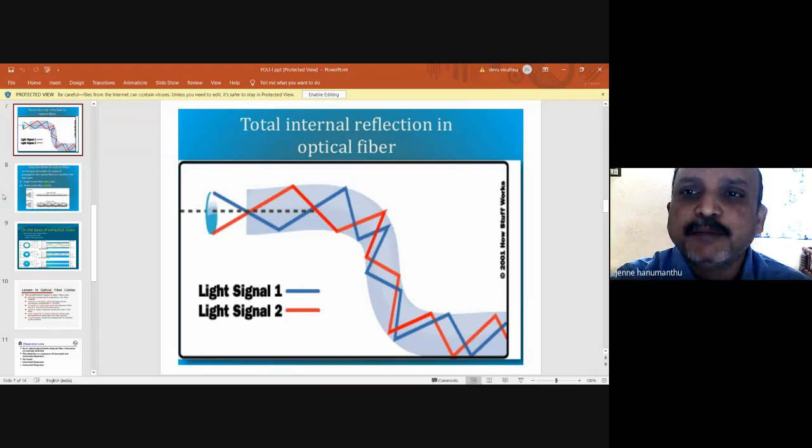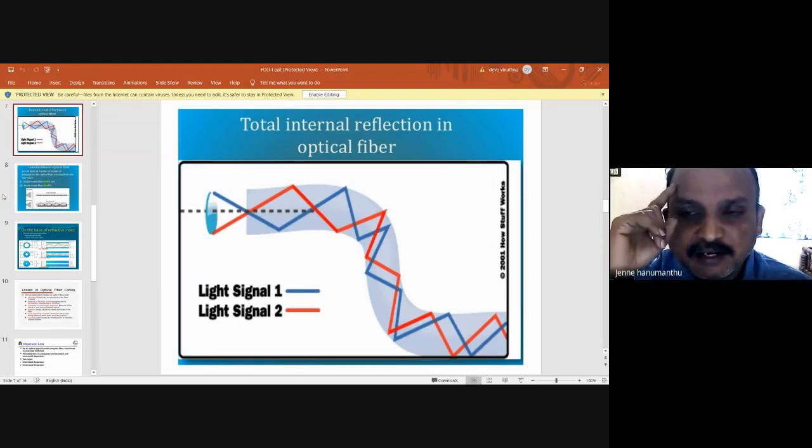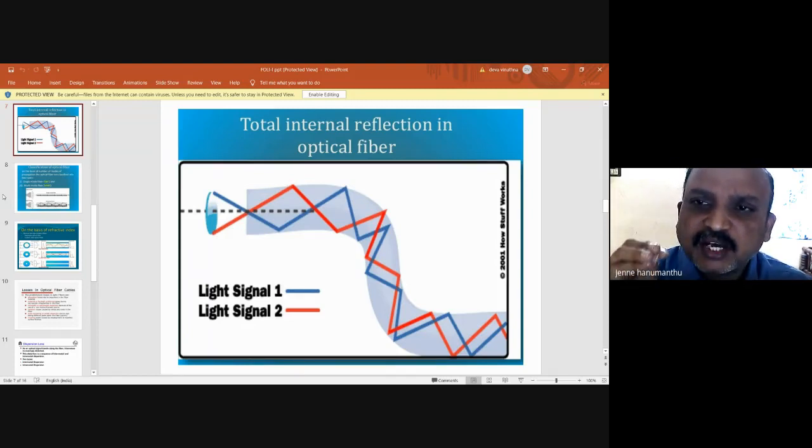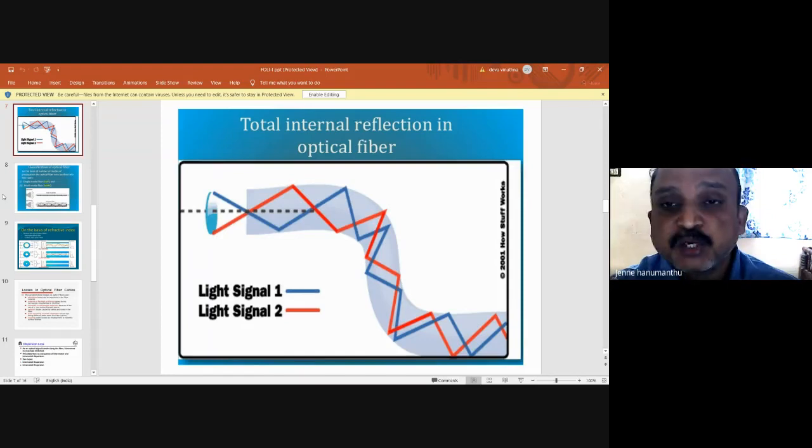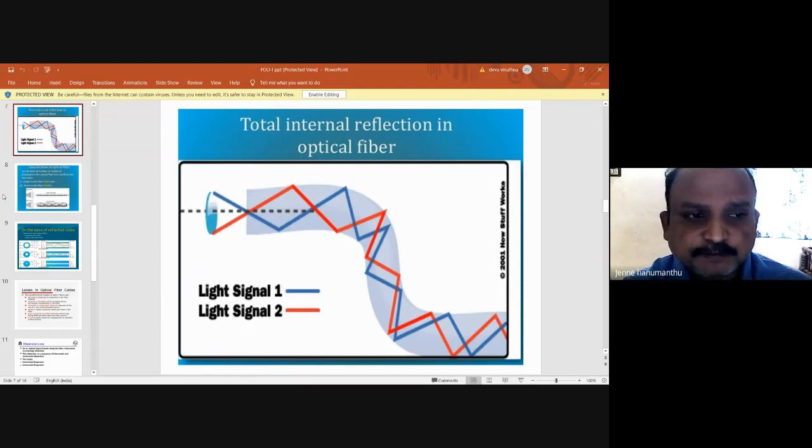Fiber means a combination of core and cladding. Optical cable means core, cladding, and outer jacket. Cable is different from fiber. Remember, fiber means a core followed by cladding. So when the light enters the core, through the core only the light is going to propagate with the help of the principle of total internal reflection. Right. Next slide.